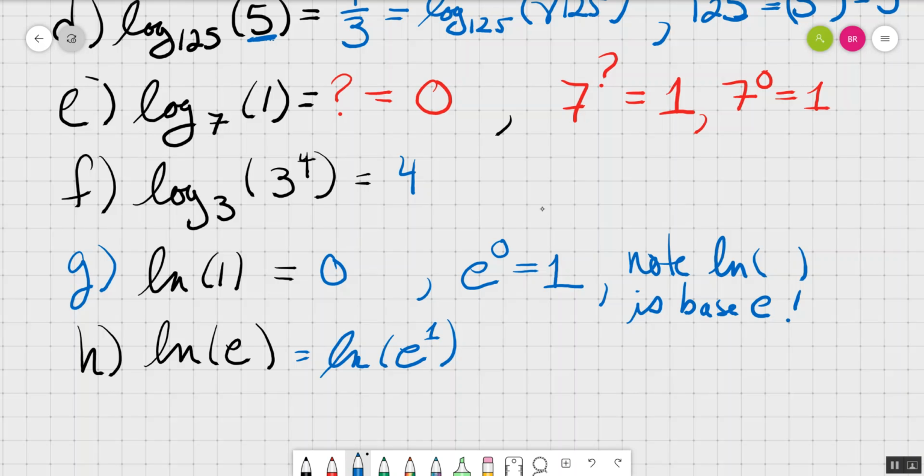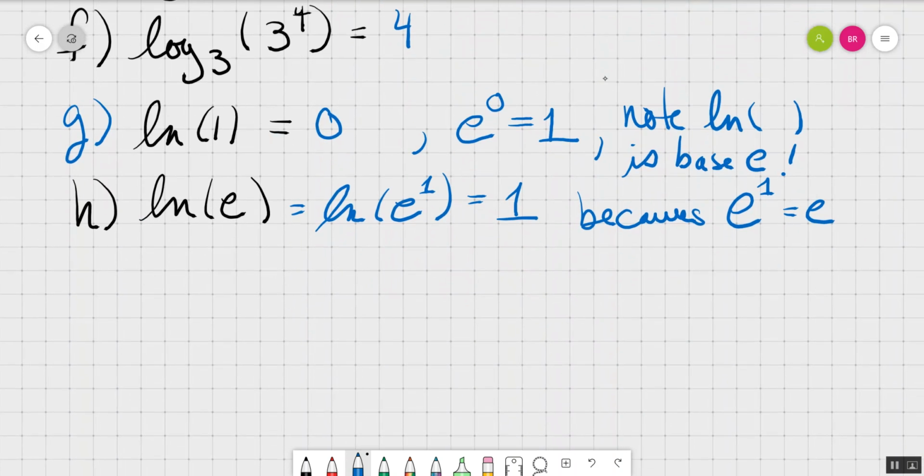So how many e's do I need to make e to the first power? Well, I just need one of them, because, and this is going to be the silliest thing I write, e to the first is e. I don't like that. That looks wild. Let's try it again.